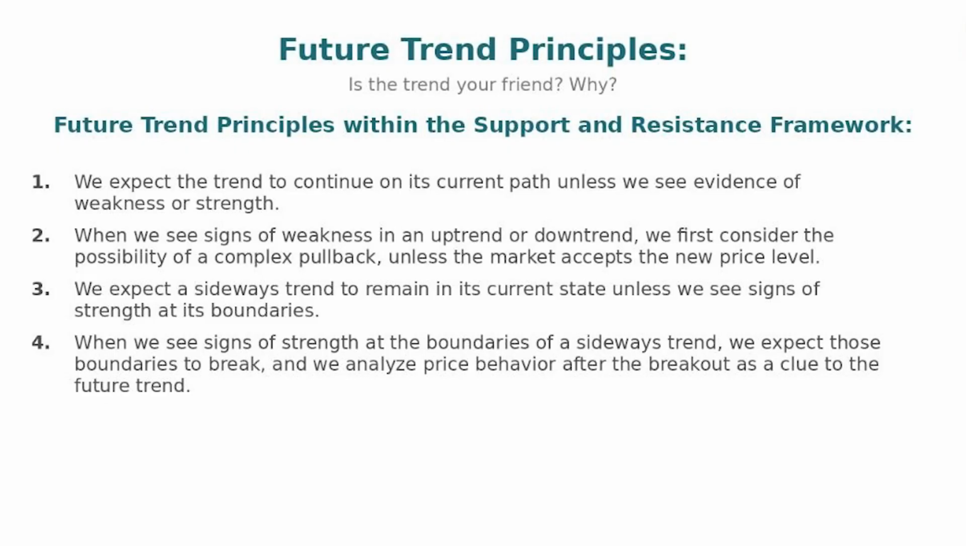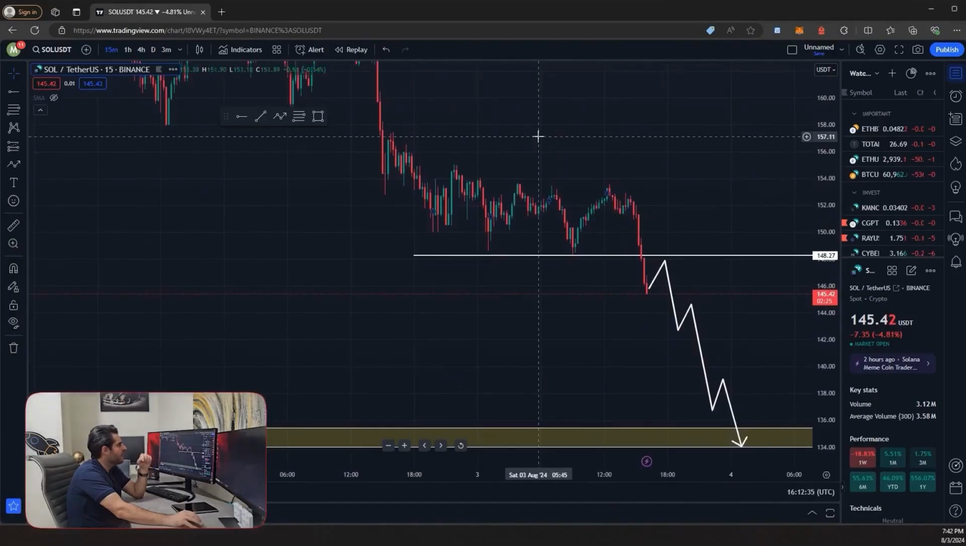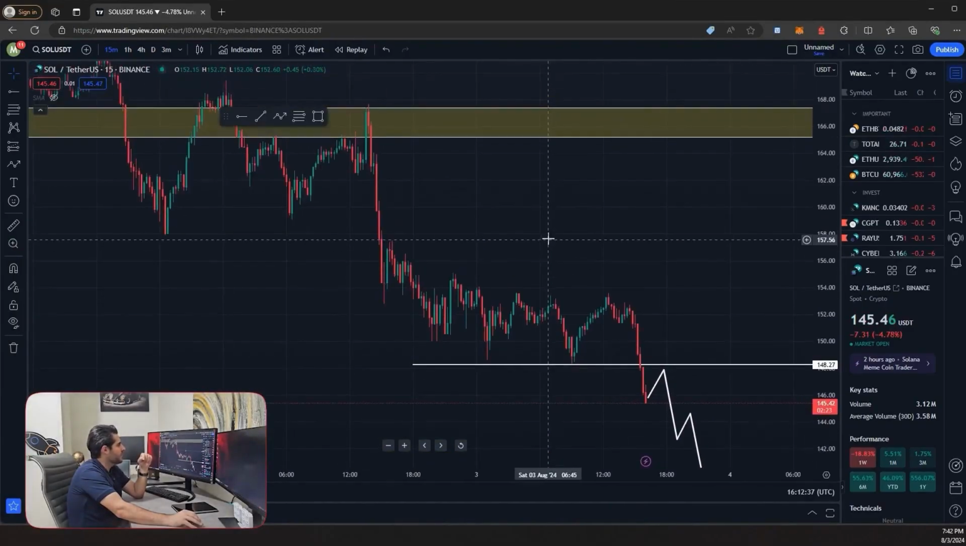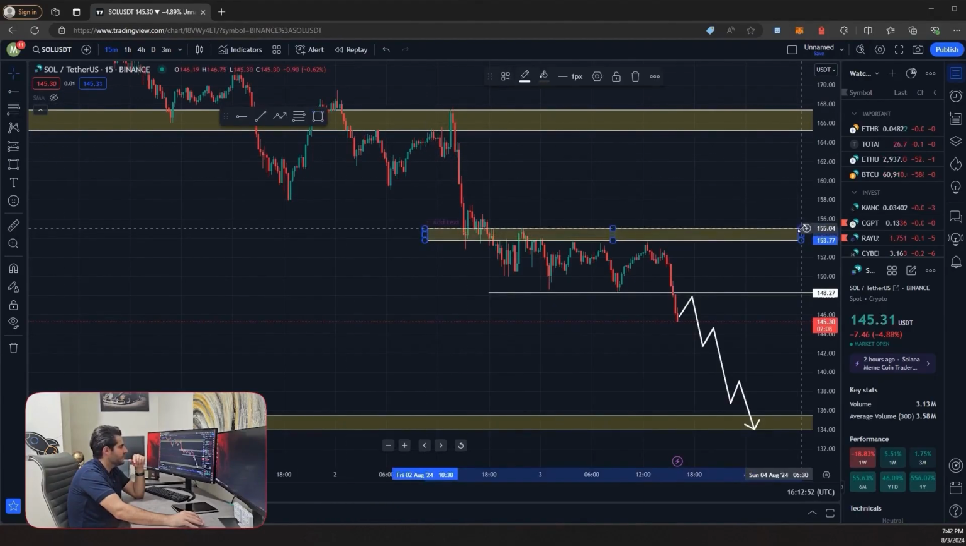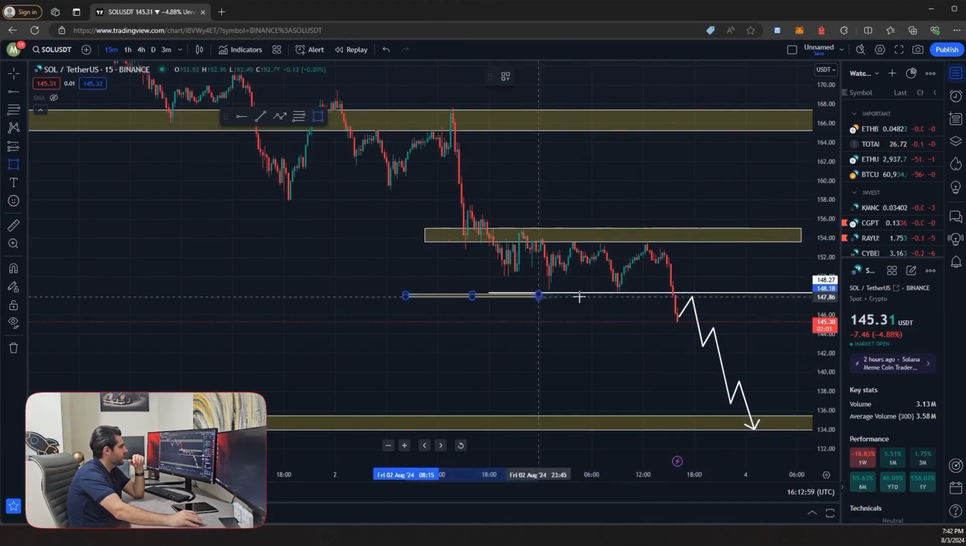Well, we expect a neutral trend to continue its current state unless we see signs of weakness or strength at its boundaries. So we have a neutral trend within my framework. On the 4-hour chart, it's given me these highs and lows, right? Now, on the 15-minute chart, a range has formed where the support and resistance zones look something like this. This here is my resistance zone, right? And this area here is my support zone.